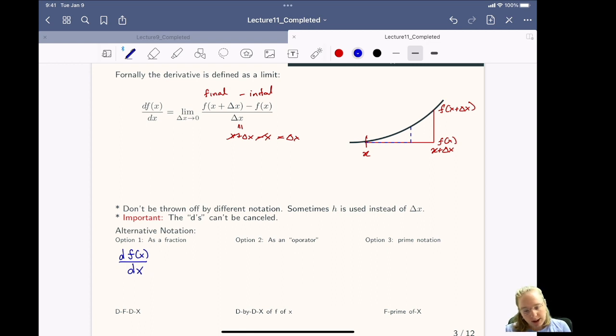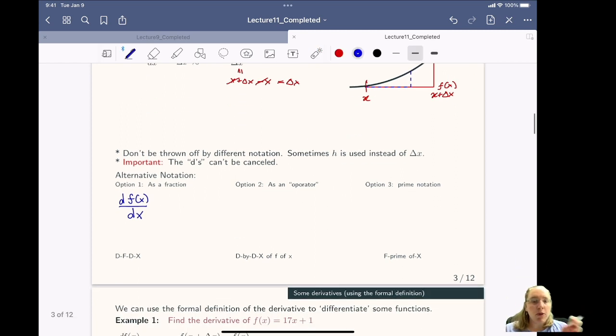Now, note that these d's cannot be canceled. These d's are not separate things. They are one quantity. So you have d over dx is one quantity and is known as an operator. Now, that's a fancy math word to just say that we evaluate the derivative of the function. So sometimes we remind ourselves it's an operator by moving those d's over by themselves.